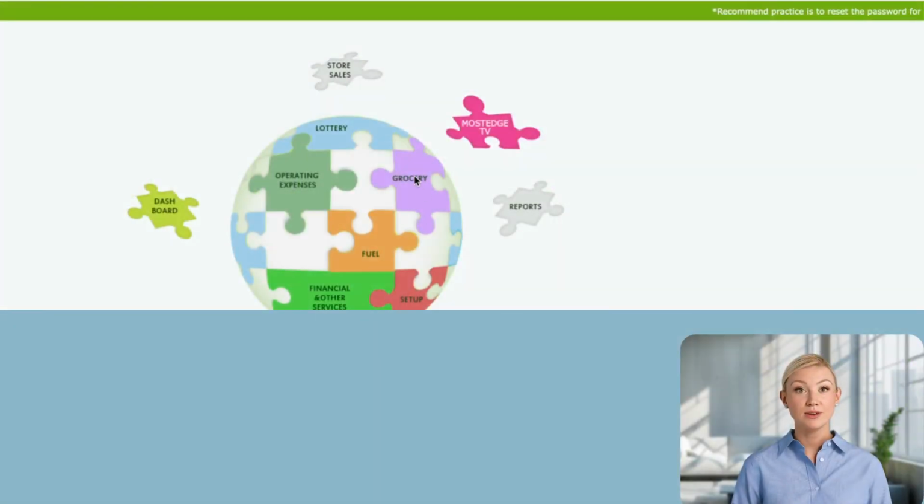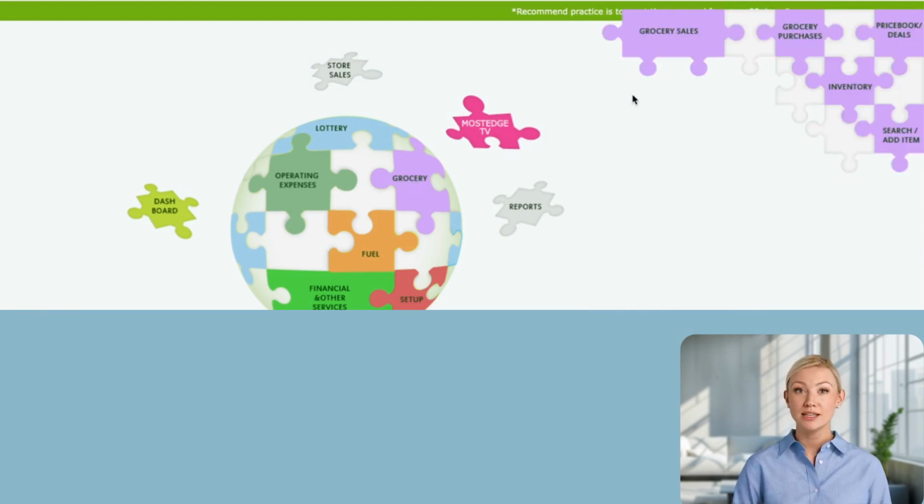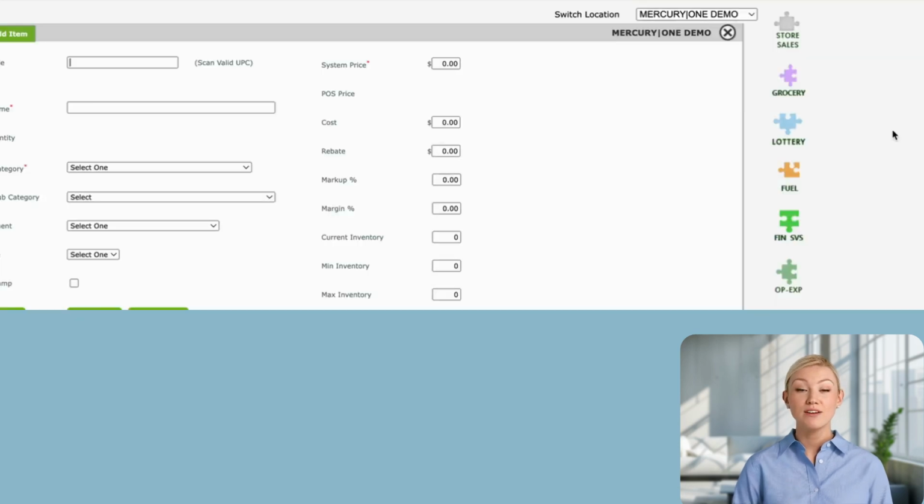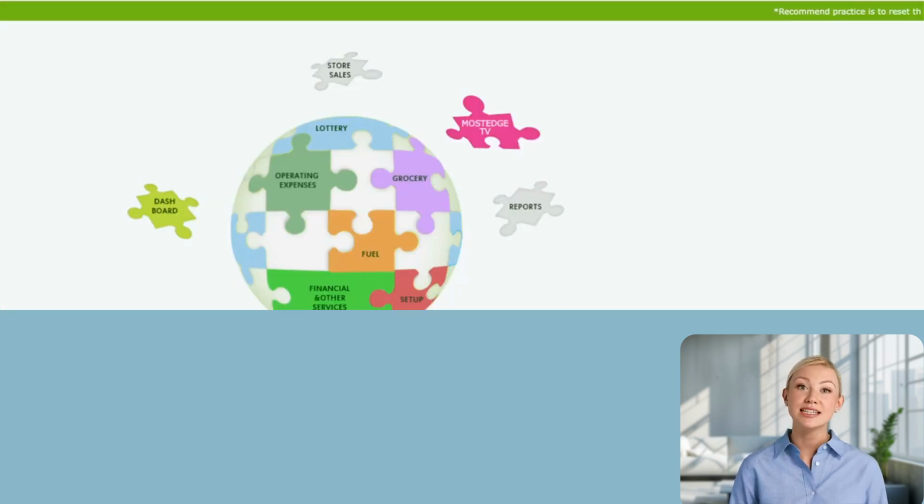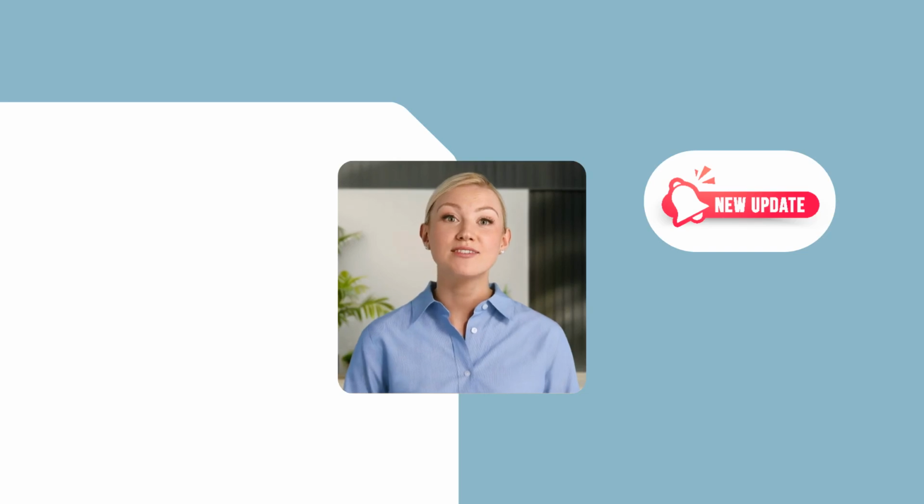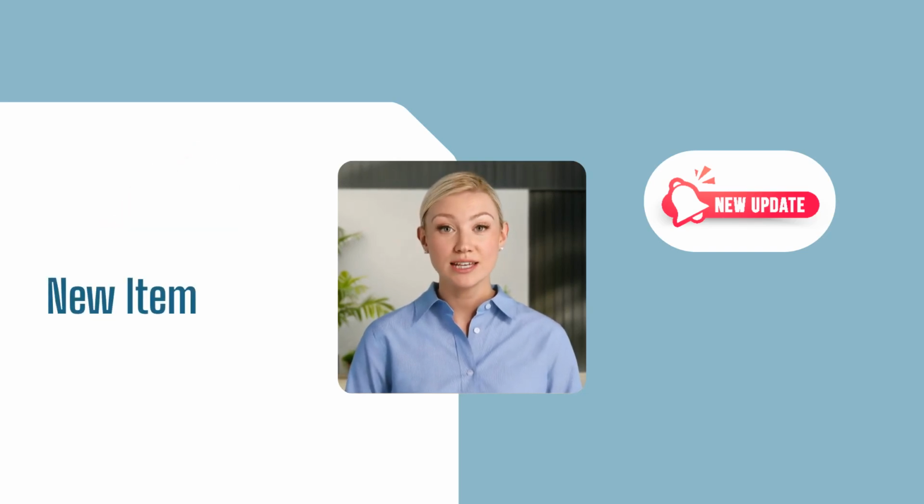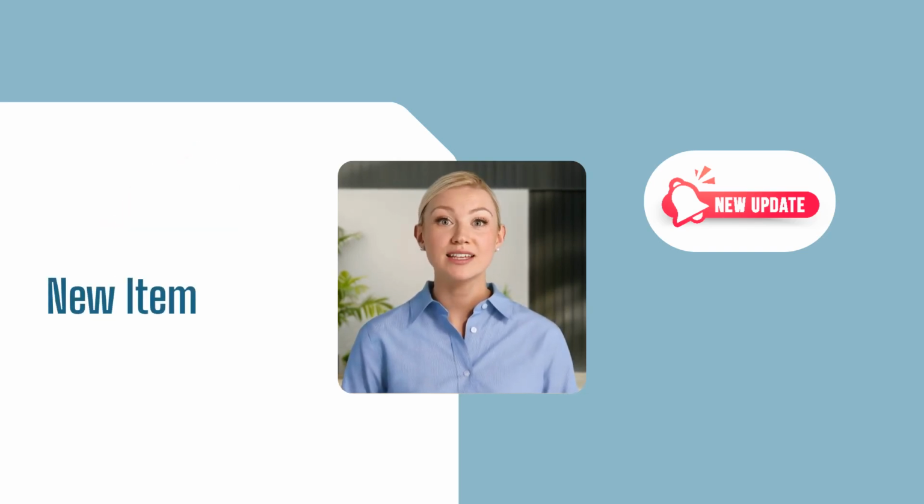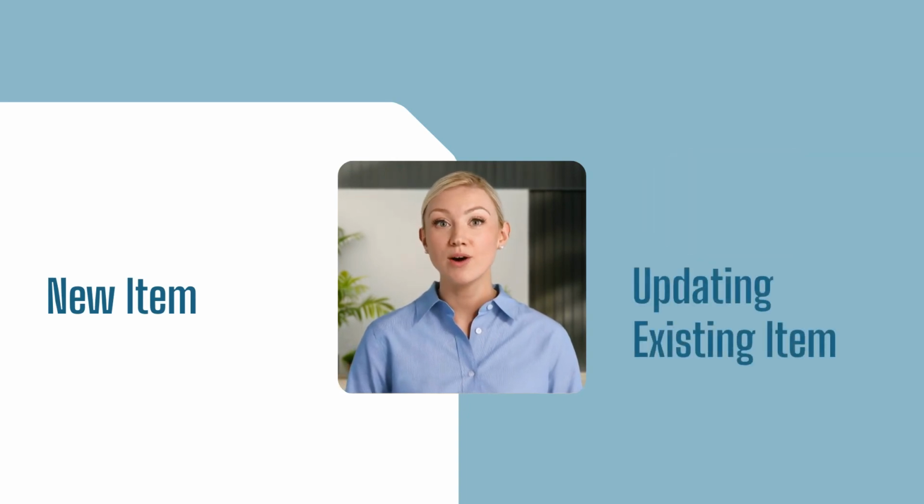To begin, from your Mercury One back office, locate and navigate to the grocery puzzle piece. From here, locate the search ad functionality. For reference, there are two distinct use cases for when and why you would access this function. The first use case involves adding a new item to your store's inventory. The second use case addresses changes to an item or items currently in your inventory. Let's take a look at the search ad item functionality first.